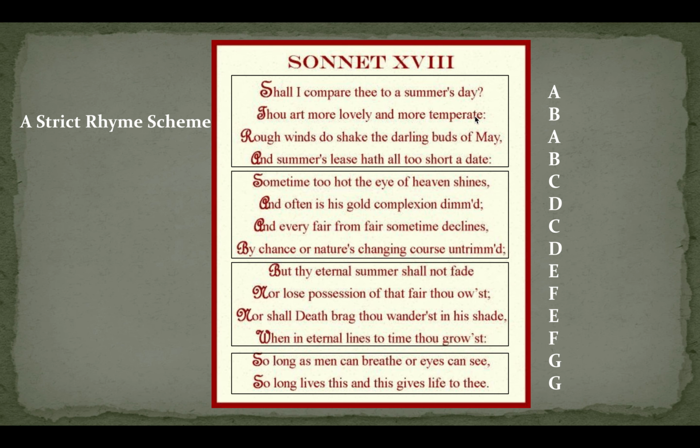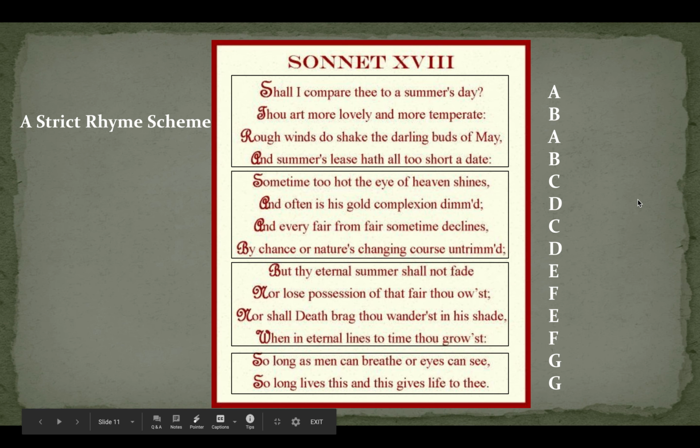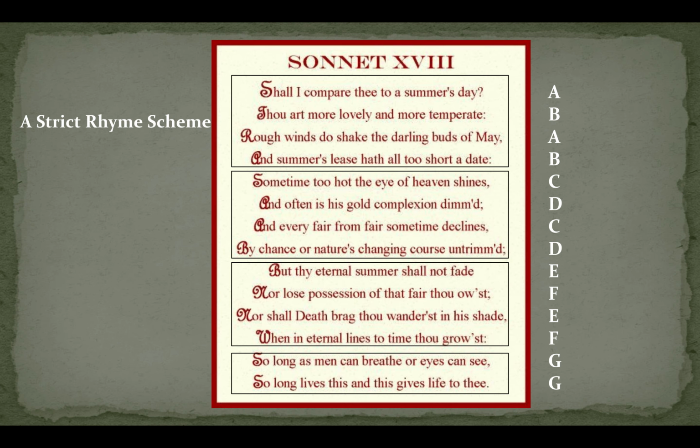So it might have been temperate, date, temperate, date, temperate, dit. I'm not sure exactly how those were pronounced, but it's very likely that they used to rhyme better. So we've got shines and declines, we've got dimmed and trimmed, we've got fade with shade, we have ow'st with grow'st, and of course see and thee. So a very strict rhyme scheme here. You can see how that plays out in our very favorite Sonnet 18.